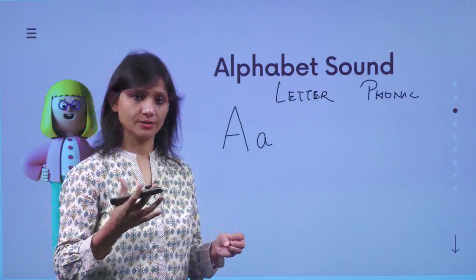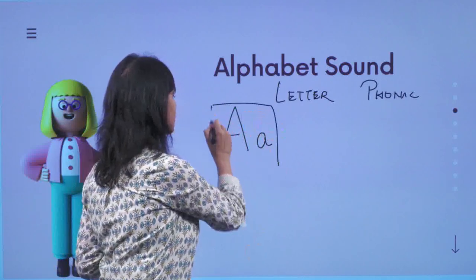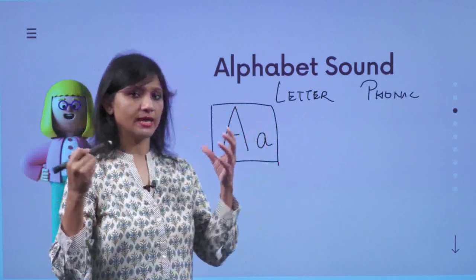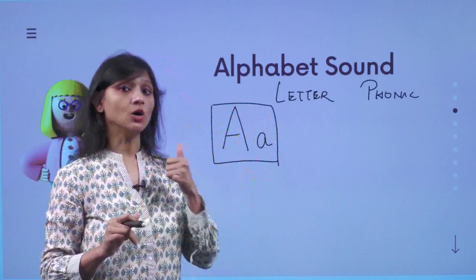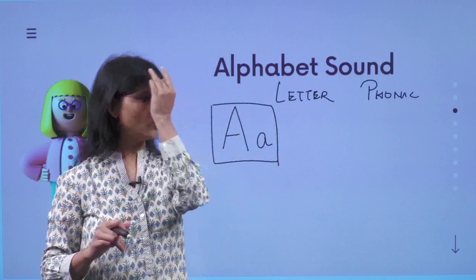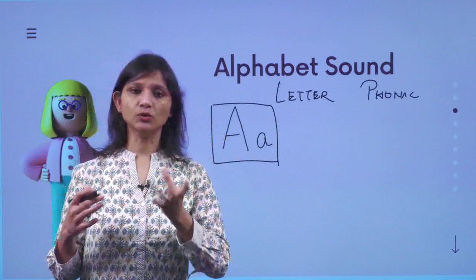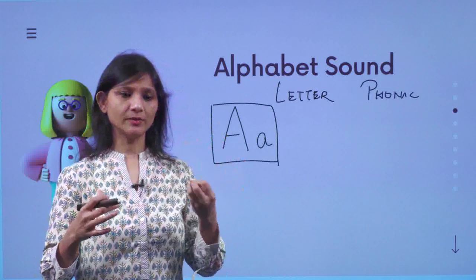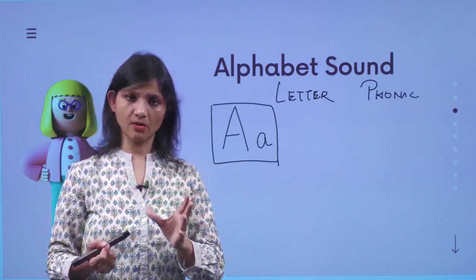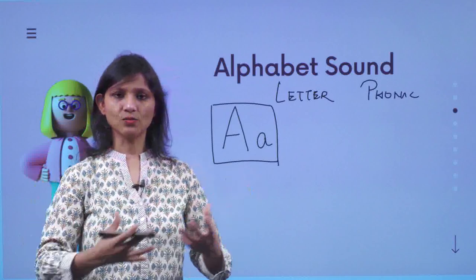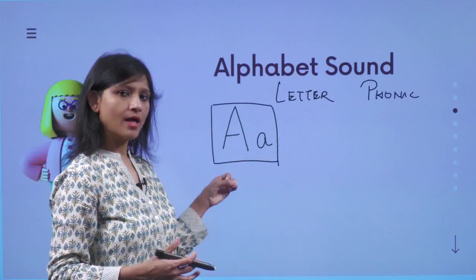Apple. Ant. All right. Now, before moving on, I am going to make a square here. I'll keep the A inside a box. Why? Because A is one of the vowels. Without using the vowels, it becomes very difficult to produce or make a word. Vowels are necessary because once vowels are there in a word, the word makes sense. In most words, we put vowels and the word gets completed. All right, so A, ant, A, apple.